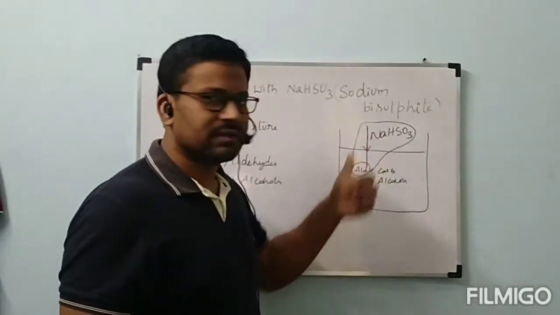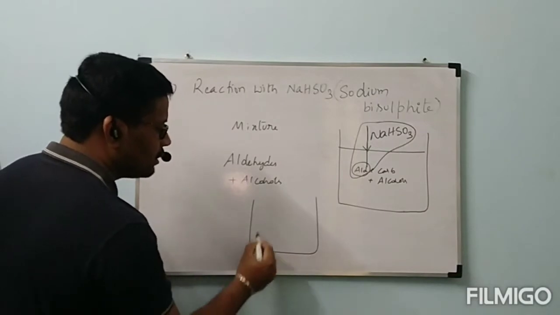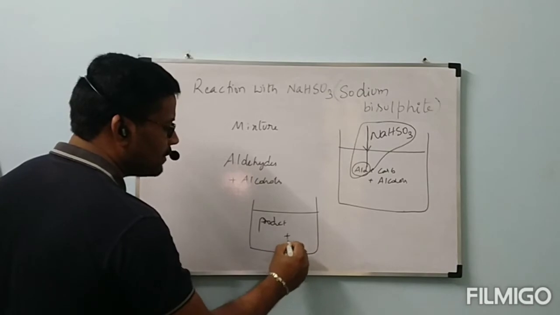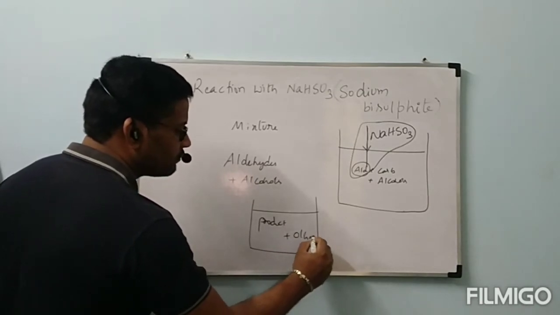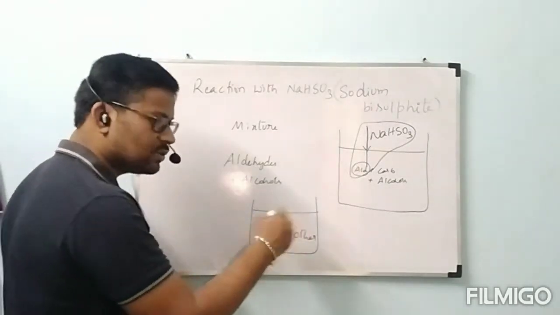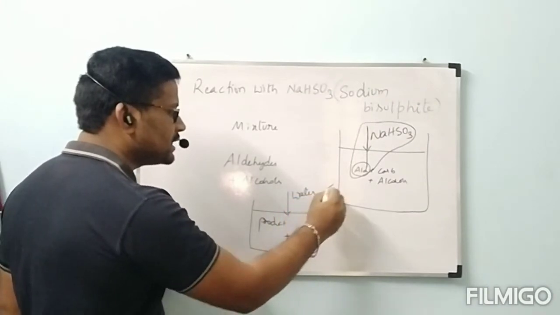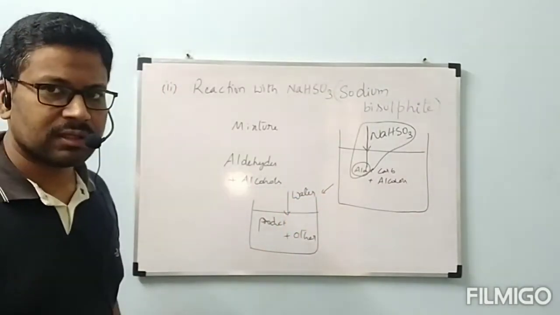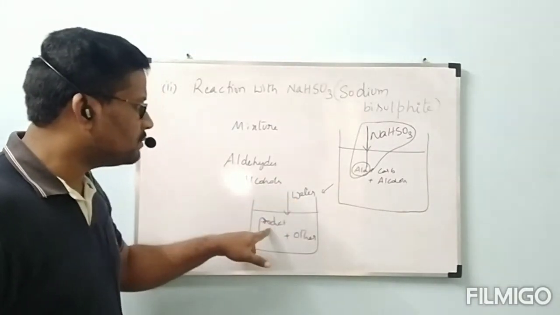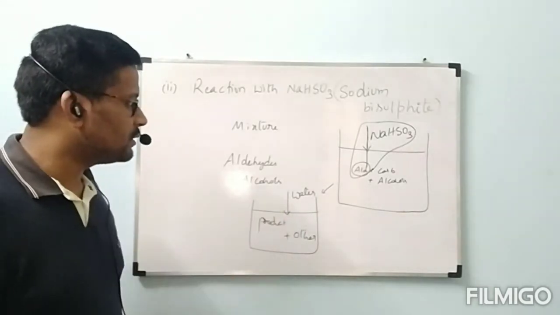After the aldehyde reacts with NaHSO3, now what will we get? We will get the product plus other functional groups. To this total mixture, I am going to add water. This is the second step. Then what will happen? This water is going to dissolve the product. This product is going to be soluble in water.